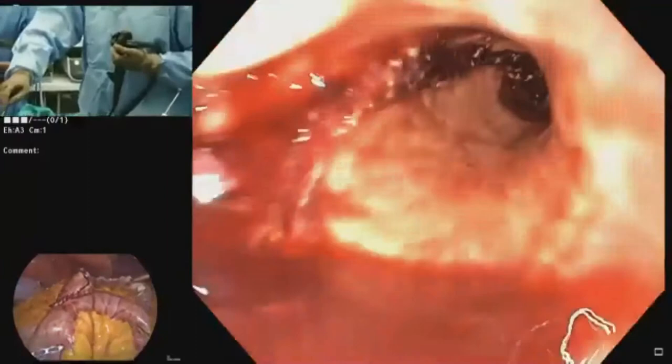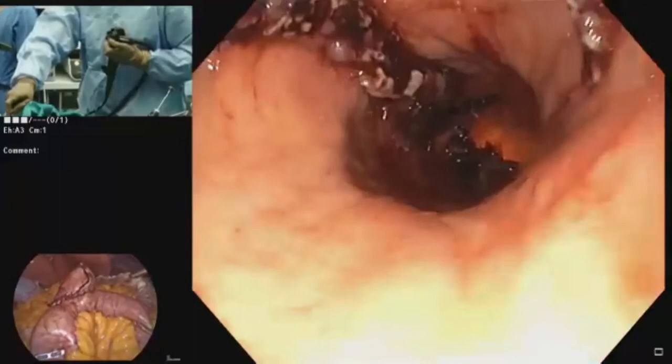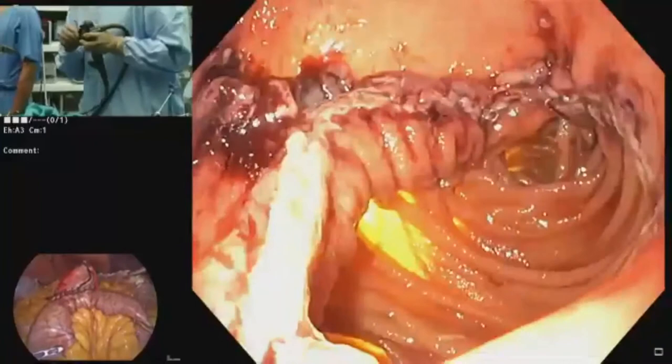This usually would come because of the bougie bringing in the blood. This is my staple line. Looks okay. I'm going to go inside. This is the anastomosis you can see. So that's the anastomosis which we created. It does not look like bleeding.